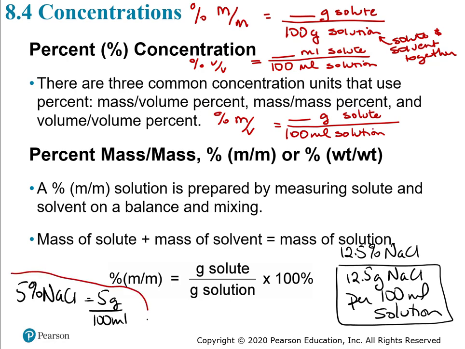So if you see something that's listed like this, a 5% solution of sodium chloride, and typically it'll say MV, which is mass to volume. That means 5 grams of sodium chloride per 100 milliliters of solution. So it's not per 100 milliliters of water because the salt's in there too, and the salt does take up some room.